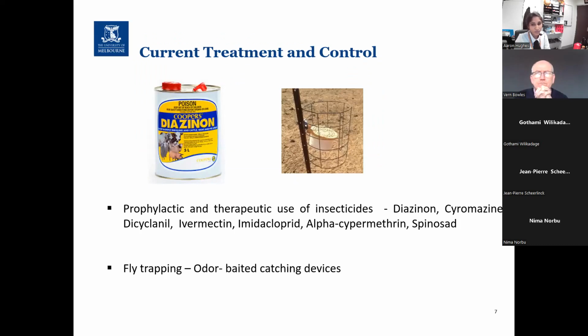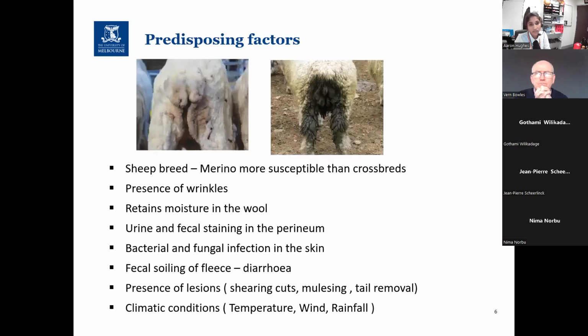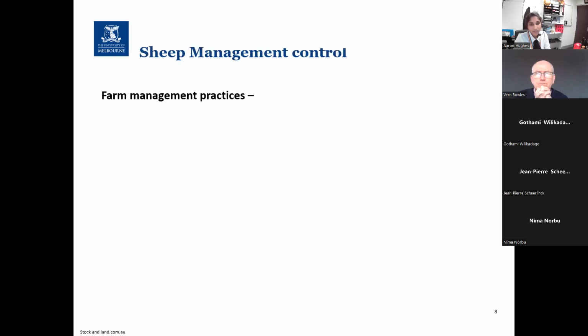There are about 6 groups of insecticides that we use currently. And fly trapping is another method. We can use odor-baited catching devices to catch the flies and reduce the fly population. And there are other sheep management practices like shearing and crutching, which can reduce the susceptibility of the sheep.